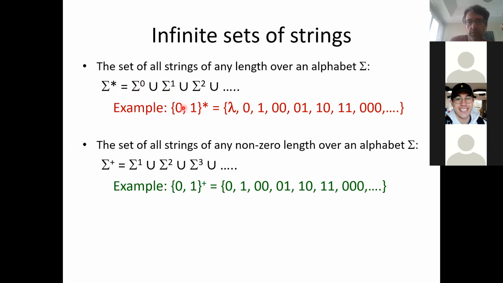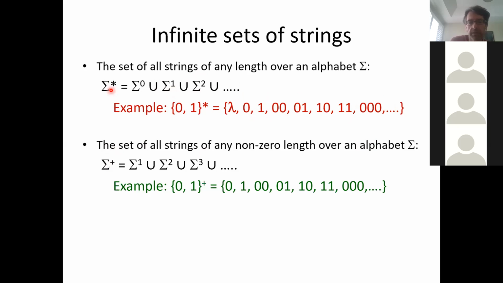Let's say sigma is bits, right? So sigma is a set of two elements, 0 and 1. What's sigma to the 1? It's these two guys, right? These are the members of this set. These four, 00, 01, 10, 11, are members of sigma squared. And I didn't list all the members of sigma cubed because there are already 8 of them, and so forth, right?